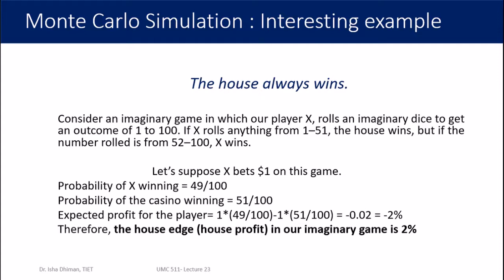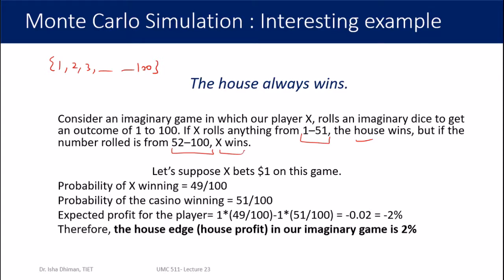So you have your sample space. Your sample space is 1 to 100. Any number can come as an output, right? Your output is going to be out of these 100 numbers. So a decision is made now that if the number comes between 1 to 51, then the house wins. But if the number rolled is from 52 to 100, then X wins.